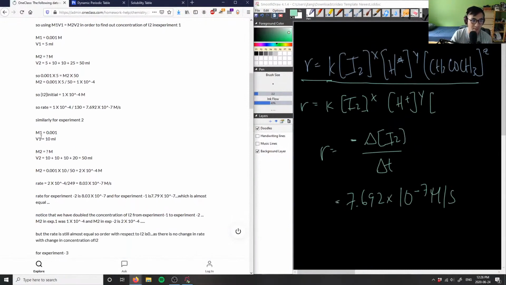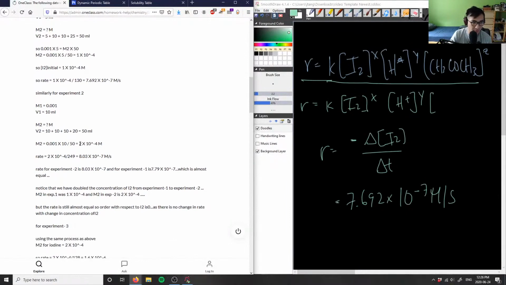0.01, and in this case now we have the second volume, which is 10 milliliters. Our V2 is the total volume, and we're solving for C2 here. And again, C2, we found that it's going to be equal to 2 times 10 to the negative 4, and we divide those out here, and T, in this case here, is 249 seconds for experiment 2, and this is going to give us another rate, which is 8.03 times 10 to the negative 7 moles per second.